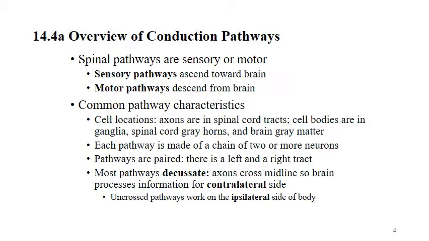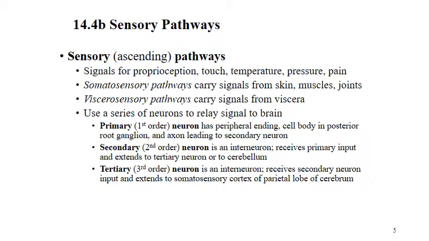And then most pathways are going to do what's called decussating, which is crossing over. So axons are going to cross the midline of the spinal cord so that the brain processes information from the contralateral side, just meaning that the right side of our brain is going to be working with information from the left side of our body and vice versa. There are some uncrossed pathways, and those are going to be working on the ipsilateral side of the body, meaning the same side. So right side, right side, left side, left side.